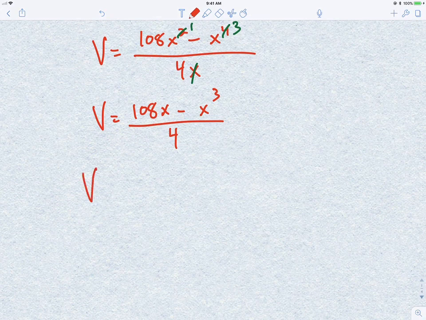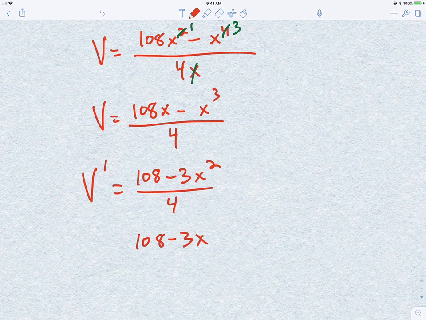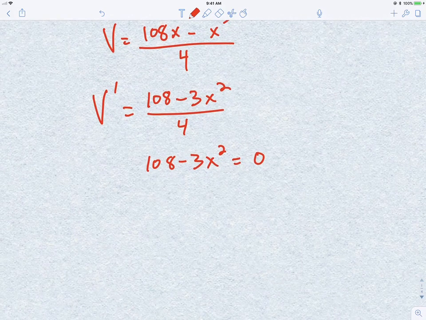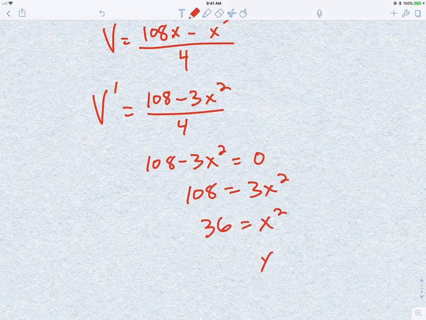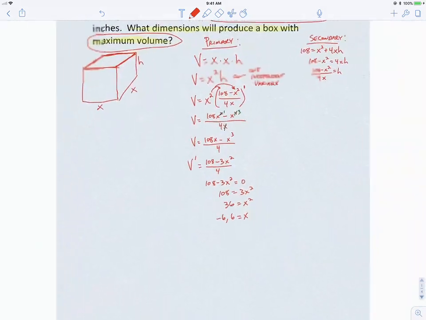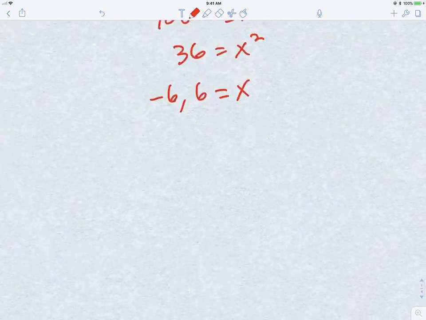If I want to run the first derivative test, I'm going to take the first derivative, and this will find me the x's for which my volume becomes a maximum. So the derivative is 108 minus 3x squared over 4. So if I set that top equal to 0 to find my critical values, I get 108 equals 3x squared. Divide by 3, x squared equals 36. Square root, I get negative 6 and positive 6. So now those are my critical values.